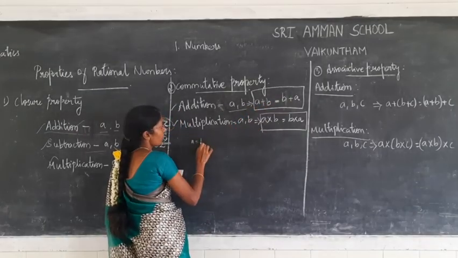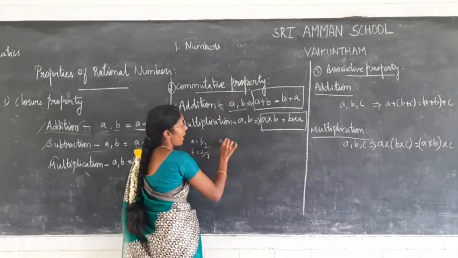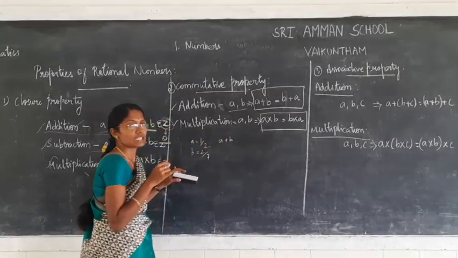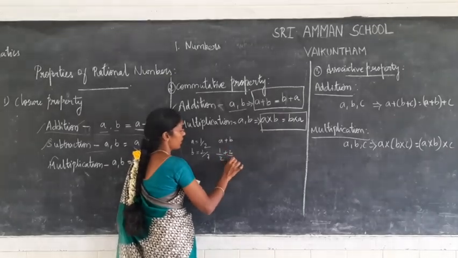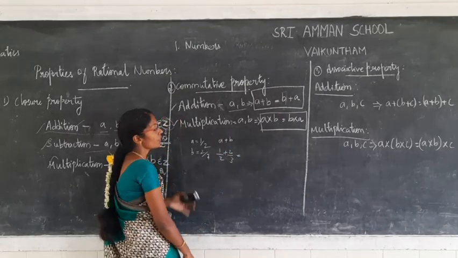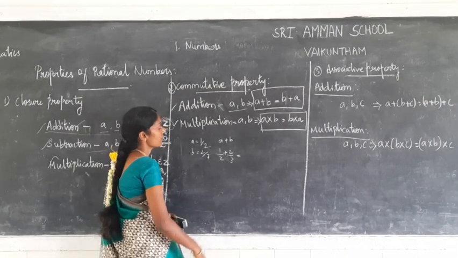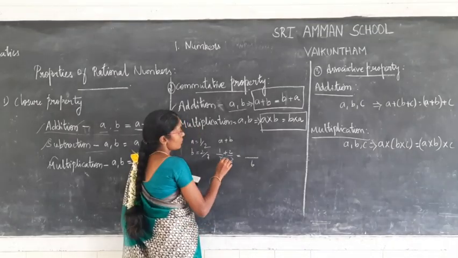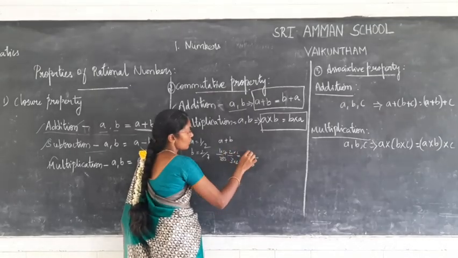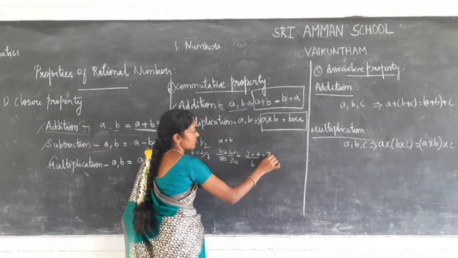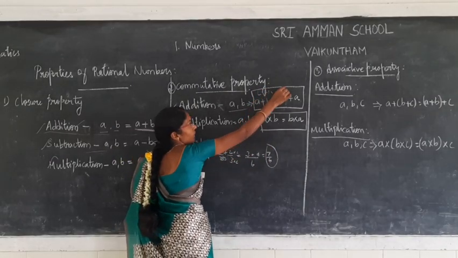For example, a equal to 1 by 2, b equal to 2 by 3. So a plus b, you have to verify whether it satisfies or not. What is a plus b? 1 by 2 plus 2 by 3, which is equal to, you have to take LCM. If you take LCM, what will it become? The LCM is 6, right? So here 3, here 2, so 3 plus 4, that is 7 by 6. This one is LHS, this one is RHS.